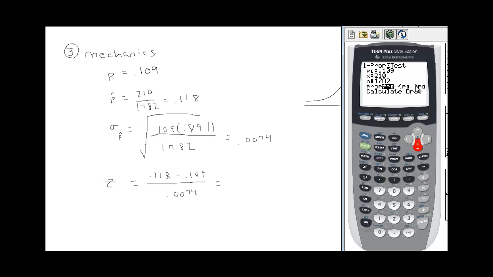And I'm doing a one-tailed upper tail test. So it's going to be greater than the null. Okay, and then I'm going to go ahead and hit calculate. And this will give me my z-score and my probabilities here. So you can see here, you have your z-score, this is your p-value, your 0.119, and you also have your p-hat, your sample proportion, which was 0.118 from before. So our z-score is 1.198.